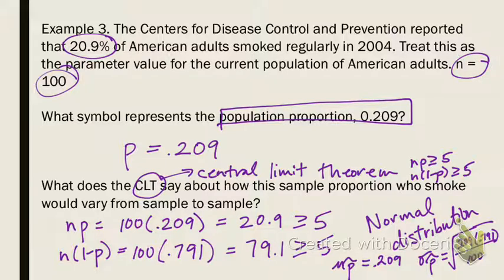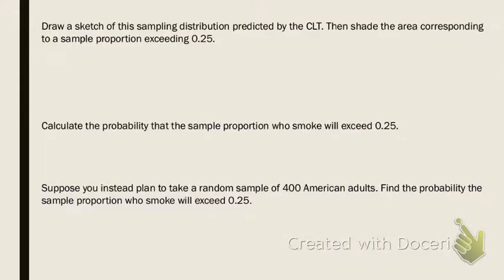So what do you get for the standard deviation? Who put it in their calculator? 0.041. So it wants us to draw a sketch. So what am I going to draw a picture of? A normal bell curve that is centered at 0.209. Shade the area corresponding to exceeding 0.25. So up here is 0.25.